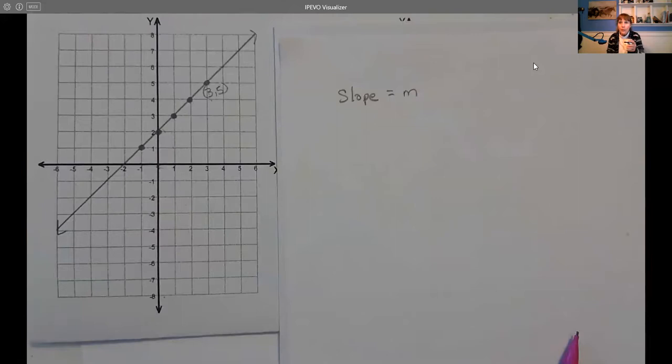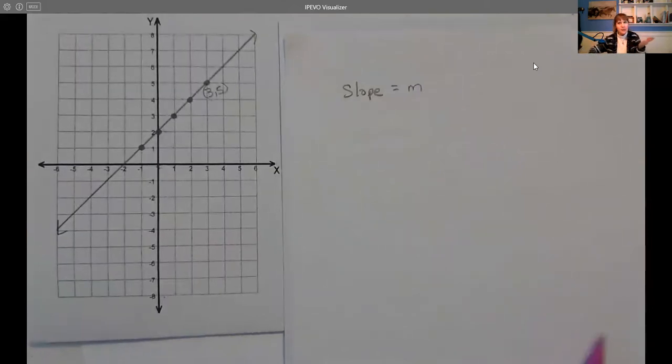M, slope is M. So when we want to find the slope, what we're actually doing is finding the steepness of the line. How steep is this line? It'll tell you the steepness, but the slope will also tell you the direction of the line. So what do I mean by direction of the line?